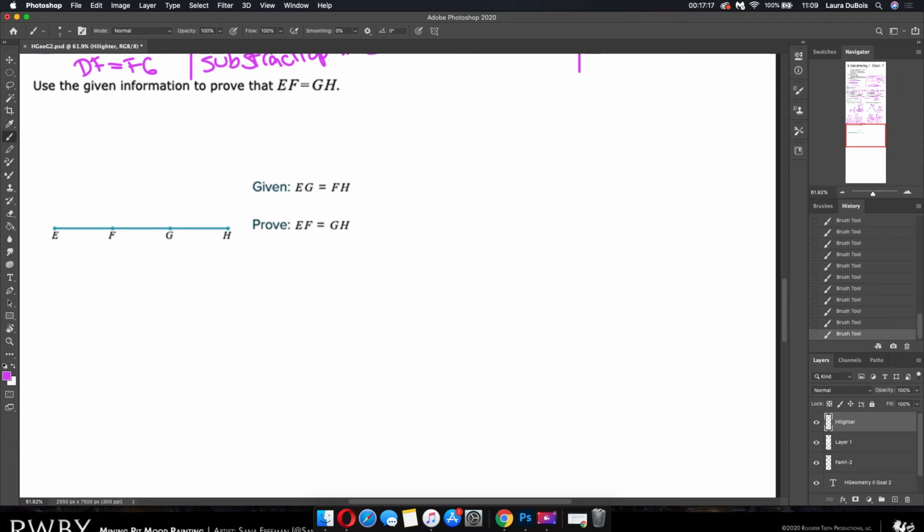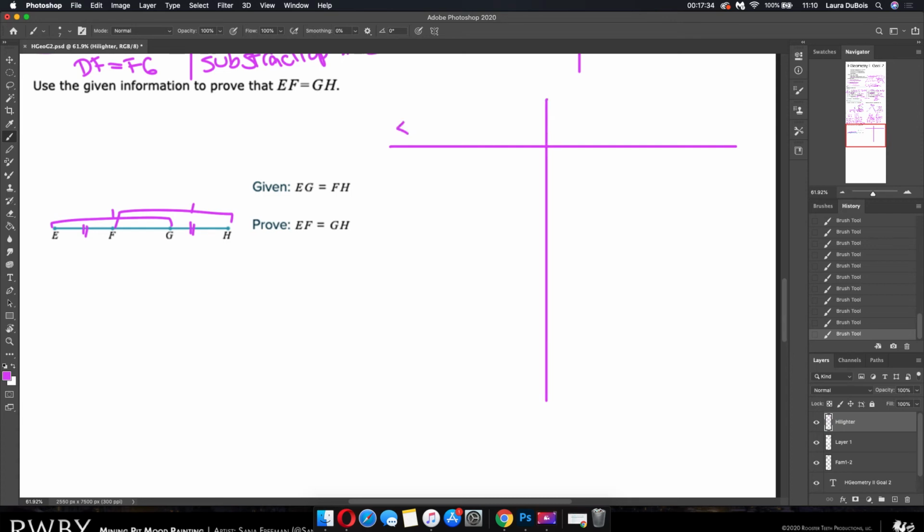Let's see here. What are we told? We are told that EG is congruent to FH. Okay, this one will be a different setup. And then we're told that EF is congruent to GH. All right, let's set ourselves up. There. So we have our statements and we have our reasons. We, again, as always, start with our givens. So EG equals FH, that was given to us.